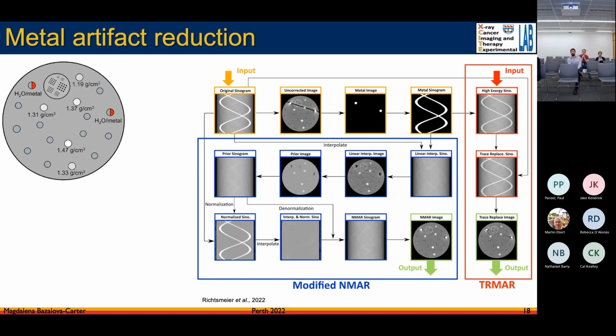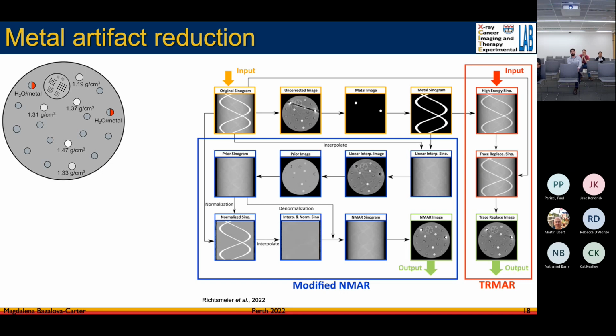By thresholding, you can actually identify the metal in the image, which by itself might actually be challenging, and I'll talk about that later. You basically forward project these metals to get the metal sinogram, the metal raw data, and then you look at your high energy sinogram, because high energy data suffer less from metal artifacts. You basically replace just the traces that were identified in this step of the low energy sinogram with the high energy data. As a result, you get a reduced artifact image. So this is, again, our TR-MAR method.